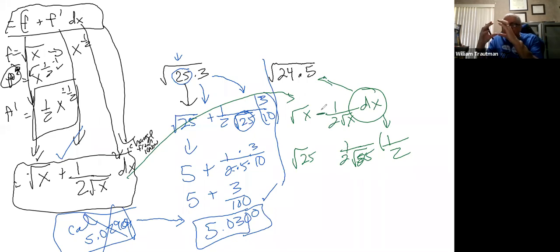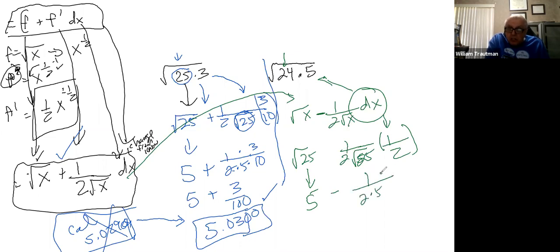This is 5, the square root of 25, but this is less than the square root of 25, right? The square root of 24 is less than the square root of 25, and it's less by 1/2. So this is the way you set it up. 5 minus 1 over 2 times 5 times 1 over 2. Do you see the square root of 25 is 5? So you get 5 minus 1 over 2 times 5 is 10, times 2 is 20. So the answer to this is 5 minus 1 over 20.